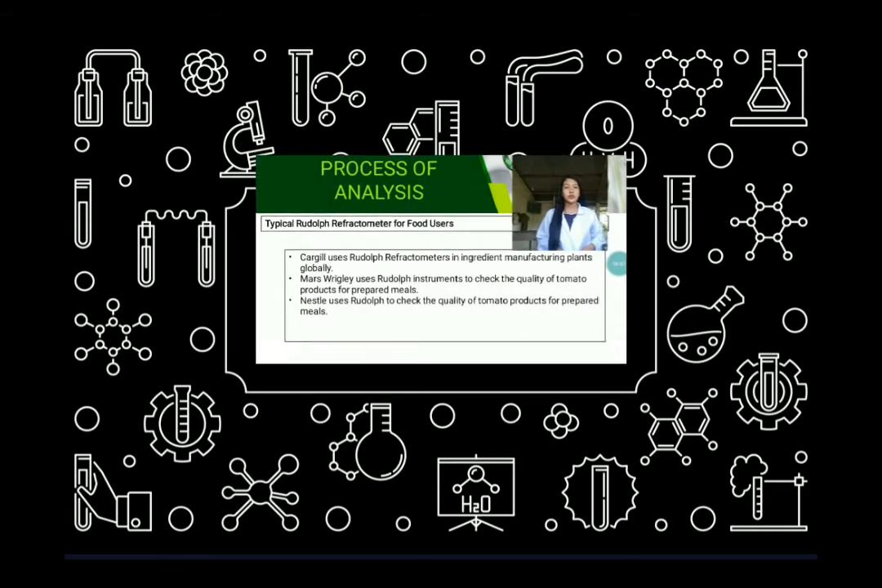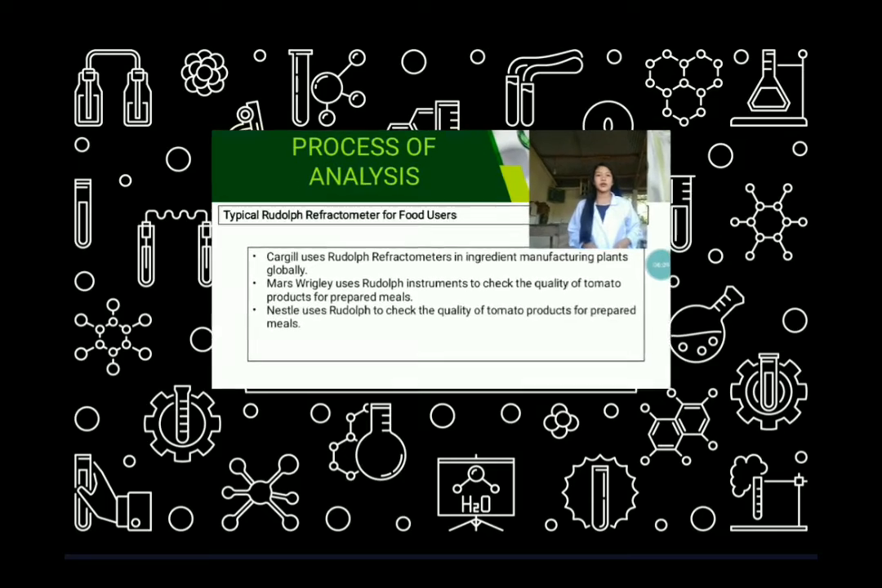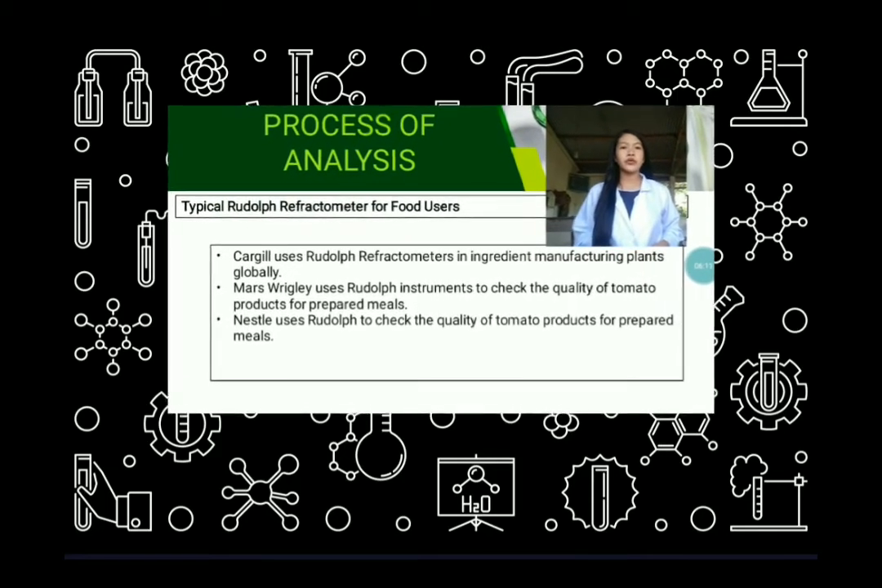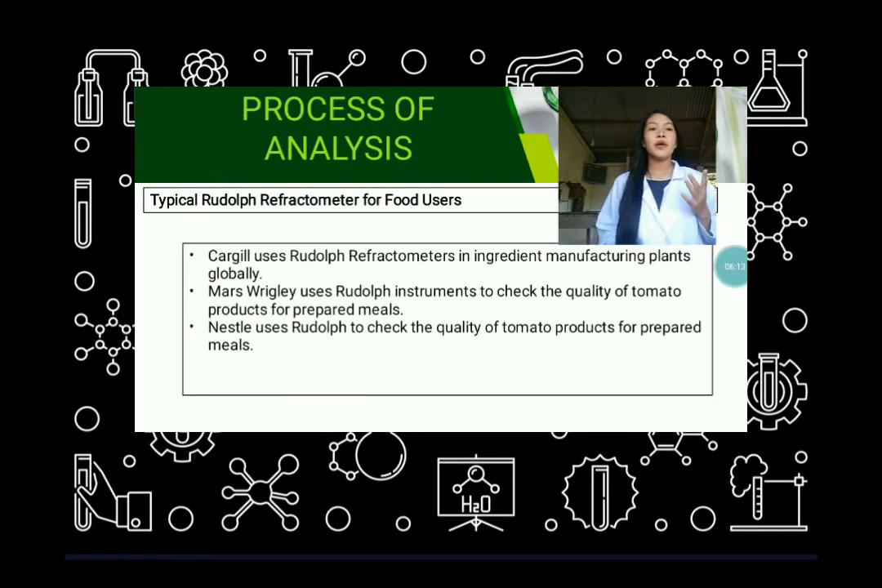Typical Rudolph refractometers for food users. Cargill uses Rudolph refractometers in ingredient manufacturing plants globally. Mars. Worthington uses Rudolph instruments to check the quality of tomato products for prepared meals. Nestle uses Rudolph to check the quality of tomato products or prepared meals.